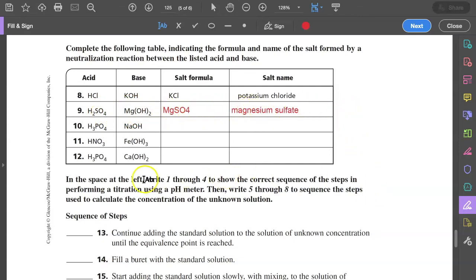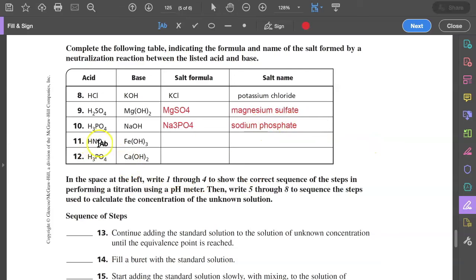What about the next one? We have H3PO4, so the anion is PO4. The base we have NaOH. What would be the formula and name? That would give us Na3PO4. Remember, sodium has a +1 charge. The phosphate group has a -3 charge. So we need 3 sodiums to match with that phosphate group, and that gives us sodium phosphate.